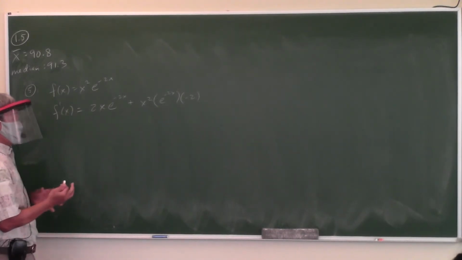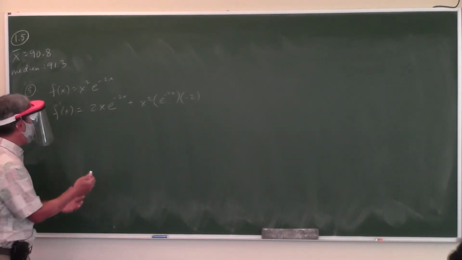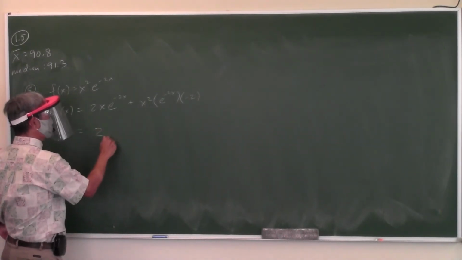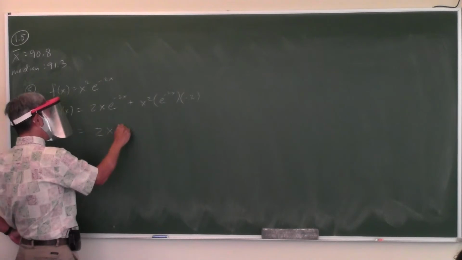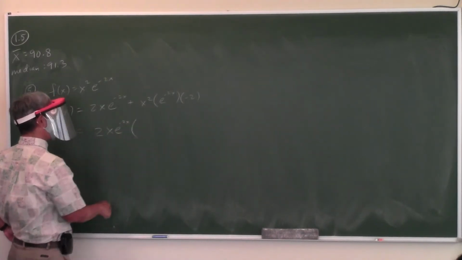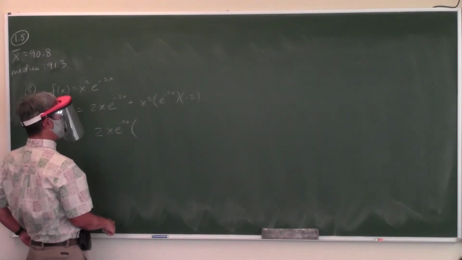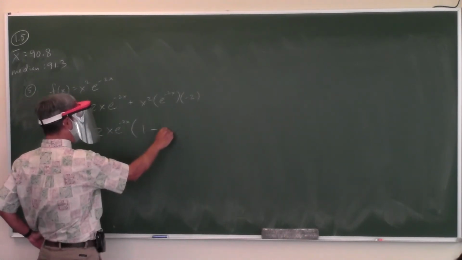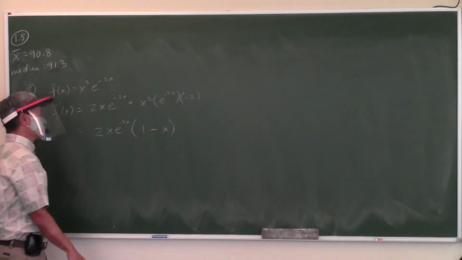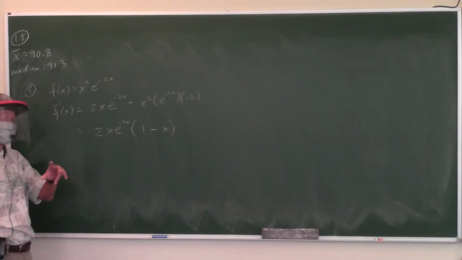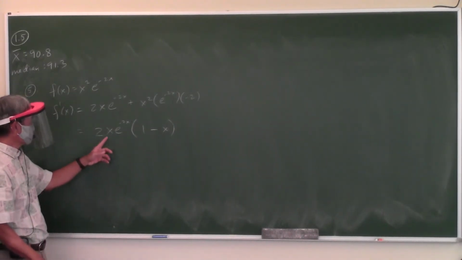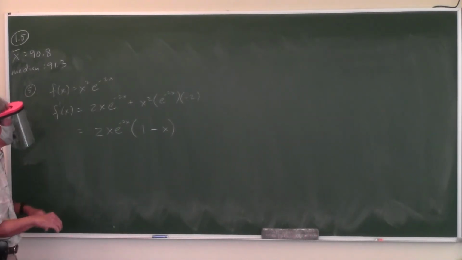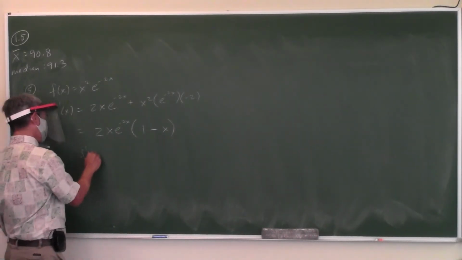Anyway, so now what we need to do is factor it and make a number line. Okay, what can be factored out? 2x and e to the negative 2x. Okay, what's left? 1 minus x. Oh, see, this was an easy one. The second derivative would have been more interesting, because then you'd have to use the product rule for 3 things. All right, make a number line.